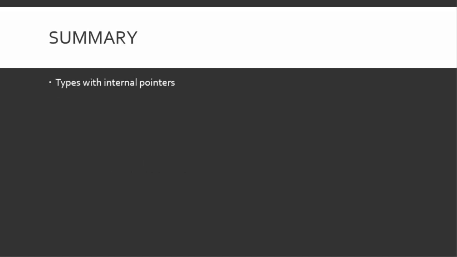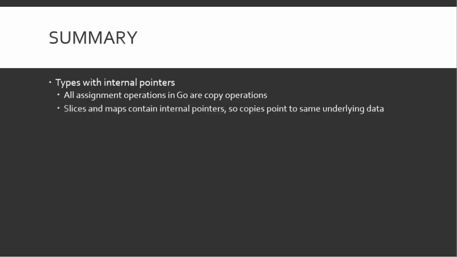The last thing that we talked about was types with internal pointers. And we saw how, while they're treated exactly as any other variable type when we do an assignment, their behavior is a little bit different. So all assignment operations in Go are copy operations. So whenever you have a variable A and you create a variable B and set it equal to A, all of the data in A is going to be copied in order to create B. However, slices and maps contain internal pointers, and so even though they're copying pointers, they're pointing to the same underlying data.